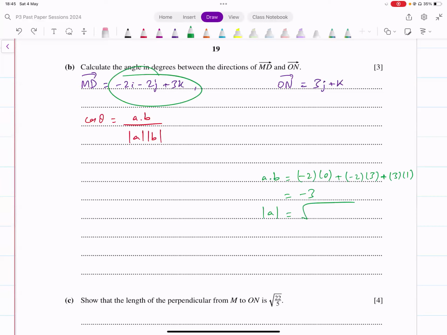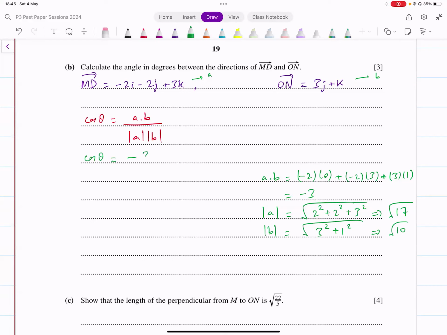Let's find the magnitudes. For this first vector, I'm calling this vector A and this vector B for the formula. Now this becomes 2 squared plus 2 squared plus 3 squared, and then square root of that. This is going to be square root of 9 plus 8, which is 17. And then you do modulus of B: 3 squared plus 1 squared, and that gives us root 10. Let's input these values here. It becomes cos theta equals -3 divided by root 17 into root 10.